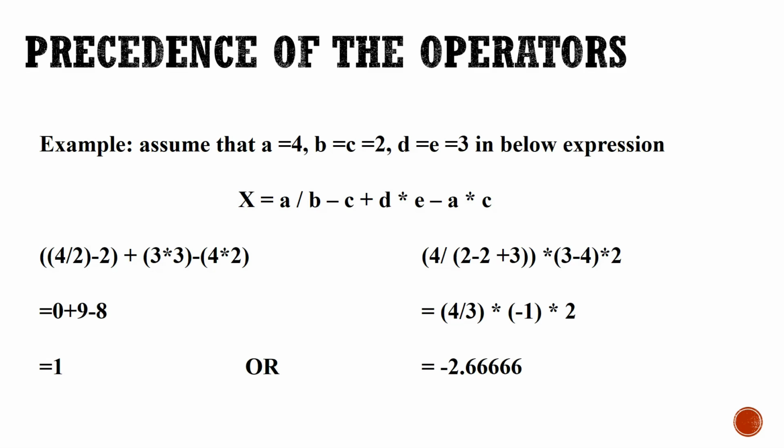Which one is to be solved first? In this case, A divided by B. This division and star have the higher precedence, as we know. So A divided by B is to be solved first, which means this is the correct expression. That is with the knowledge of precedence: when we have multiple operators in a single expression, we apply the precedence before solving the expression.